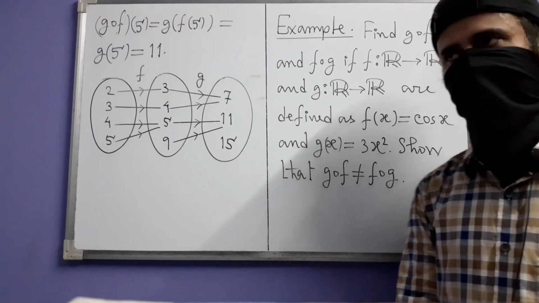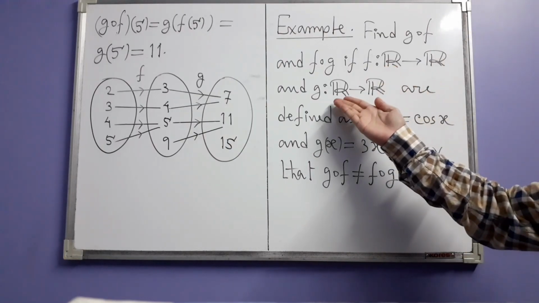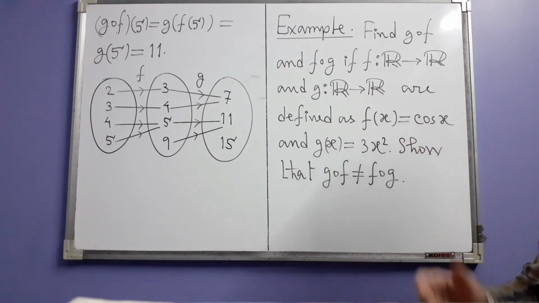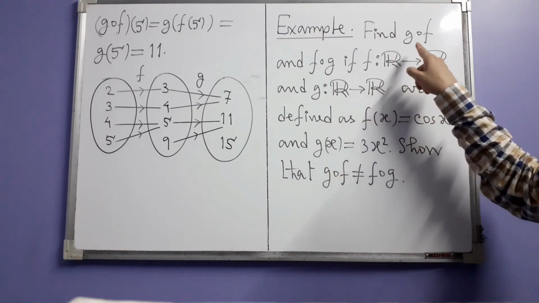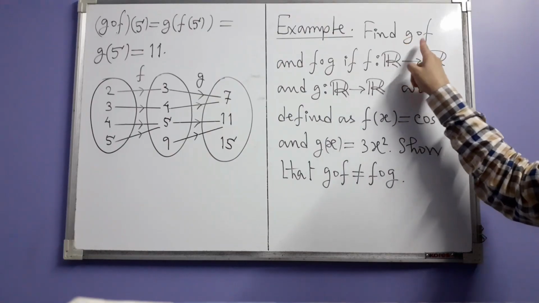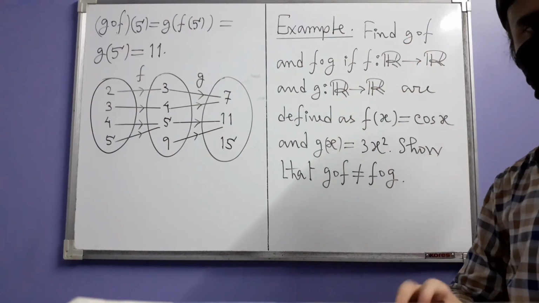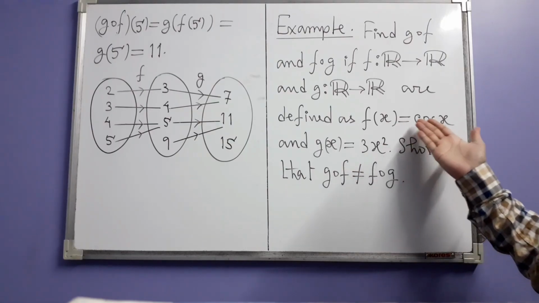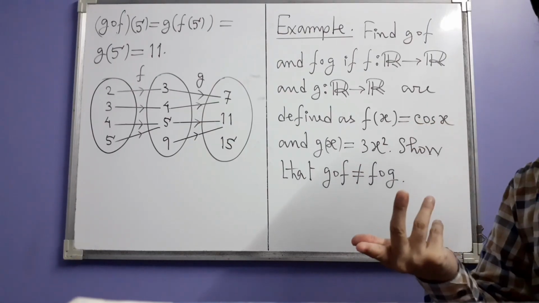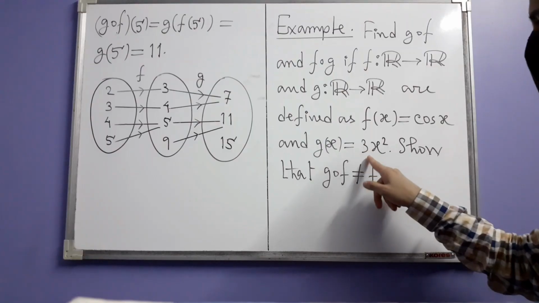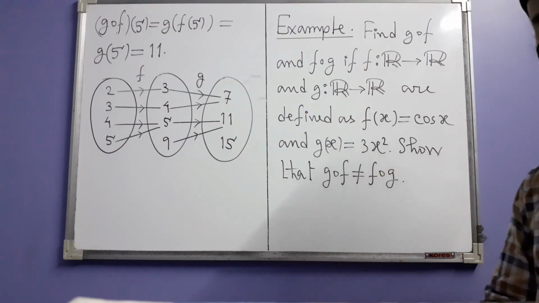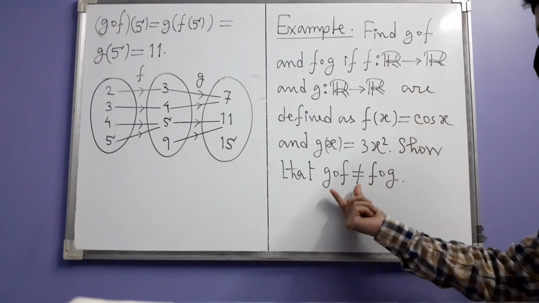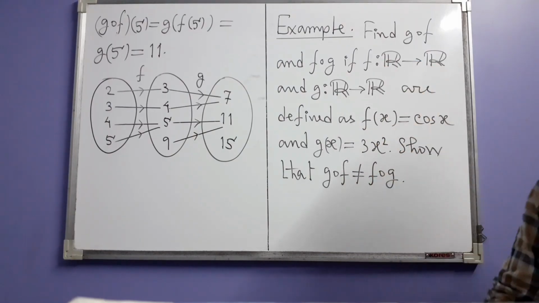In this next example, we have again two functions f and g, and this time both of them map R into R. So in this special case, we can consider both these compositions, g circle f as well as f circle g. Both of them make sense now. And the functions are defined like this: f of x equals cos x, so it is our usual cosine function, and g of x is 3x squared, this quadratic polynomial function. And after calculating these compositions, we have to show that as functions they are different.